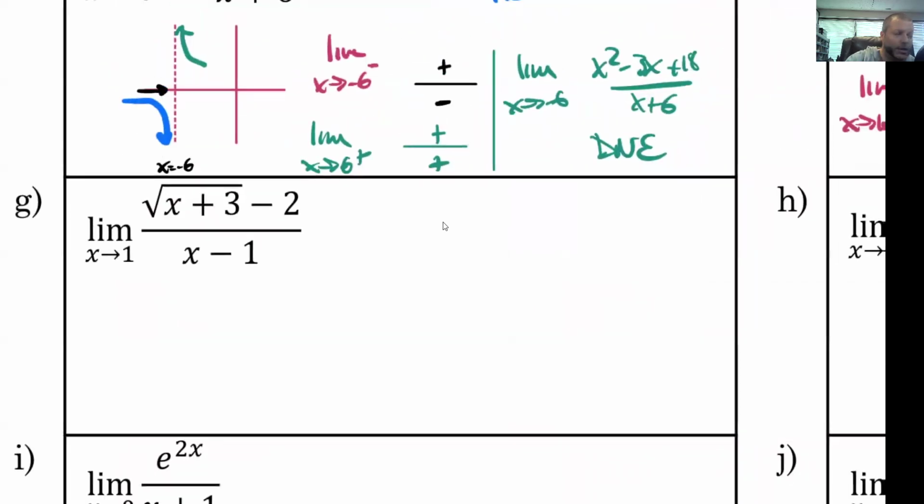And so if I look at g, I can see that 1 is not in my domain, so I'm trying to plug in 1, so there's going to be an issue there. So if I just throw it in to see what sort of issue I'm going to get, I get a radical 1 plus 3 minus 2 over 1 minus 1.